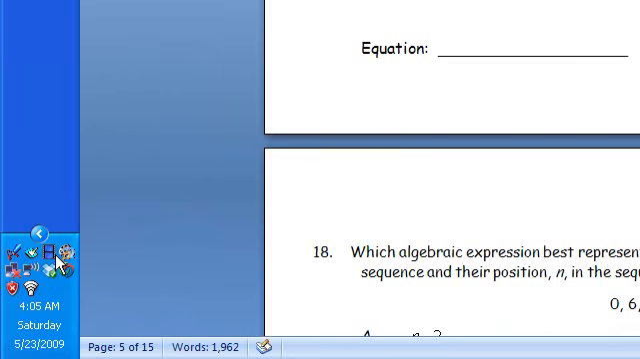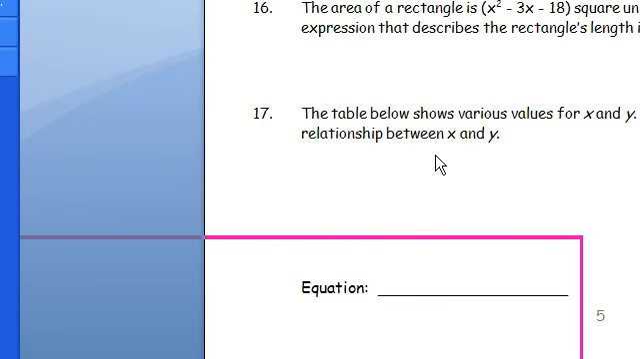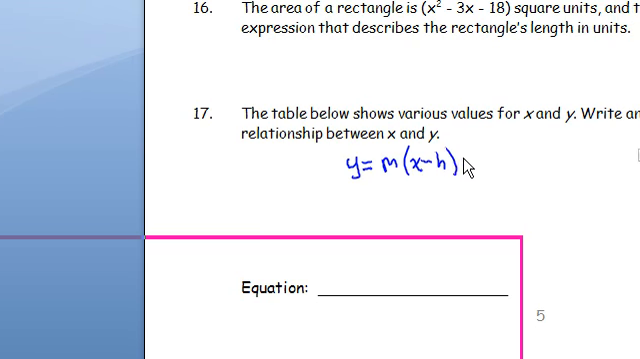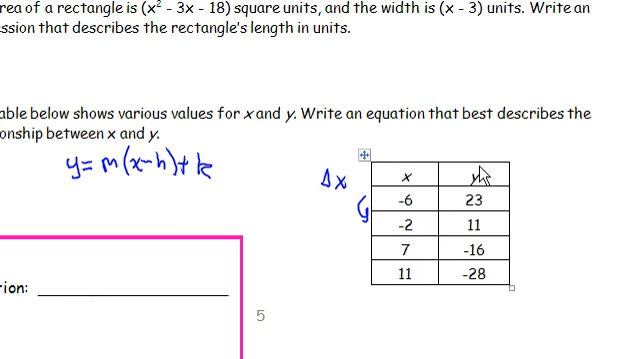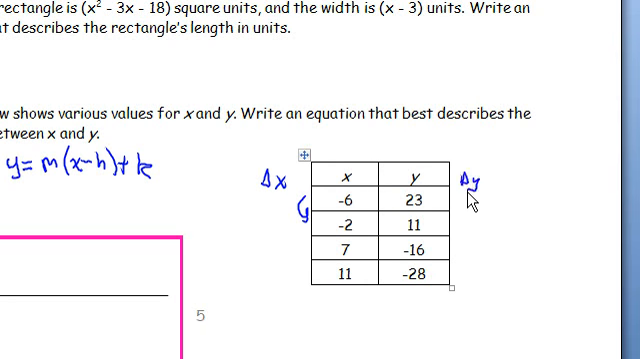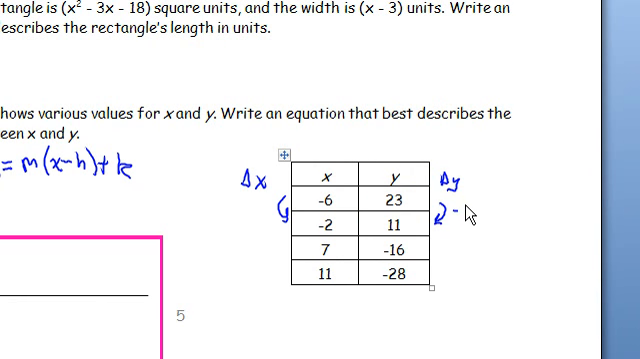Let's see here. I should probably show you how to do that algebraically also. So we'll use our equation y equals m times the quantity x minus h plus k. So we calculated our slope by taking change in x and change in y. This change in y was negative 12. This change in x was positive 4. And so change in y over change in x was equal to negative 12 over 4, which equaled negative 3. So there was our slope.